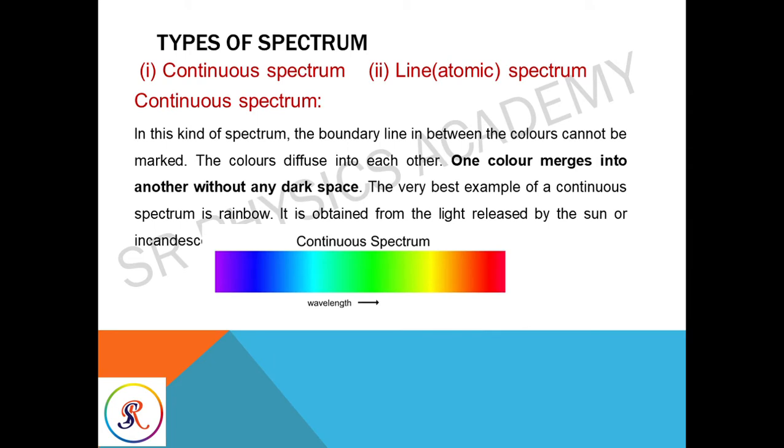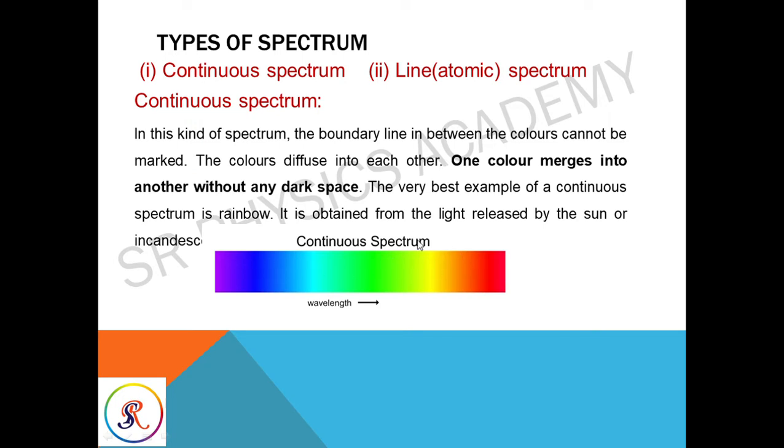Next we will discuss what the types of spectrum are. First one is continuous spectrum and line spectrum. The line spectrum is also called the atomic spectrum. First, what is a continuous spectrum? In this kind of spectrum, the boundary line between the colors cannot be marked. The colors diffuse into each other.